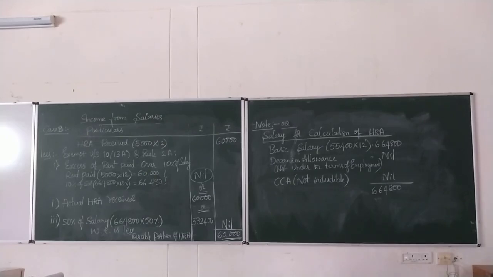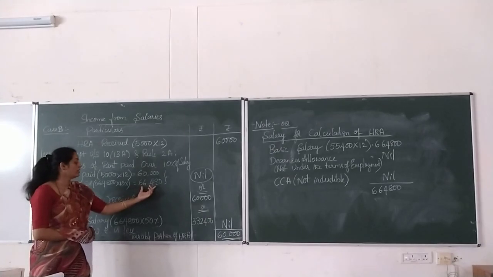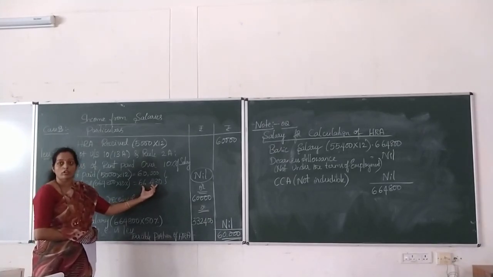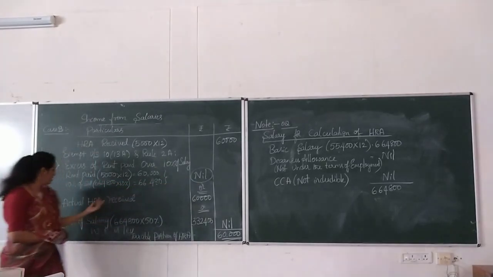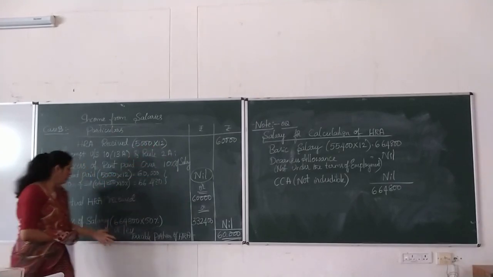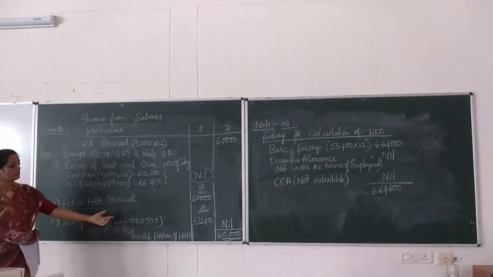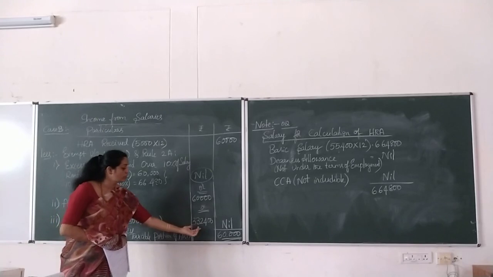After finding out salary, we need to find out HRA based on the 3 exemptions. The exemptions are: rent paid over 10% of salary, whichever is in excess. Here rent is less, and 10% of salary is more, so the amount is nil. That means 0. Next, HRA received is 60,000, as we have done 50 into 12. And 50% of salary, because the house is situated at Delhi. So 6,64,800 into 50% gives you 3,32,400.